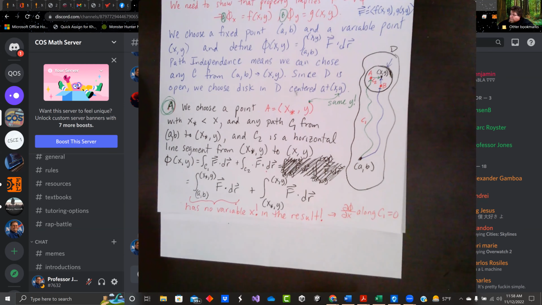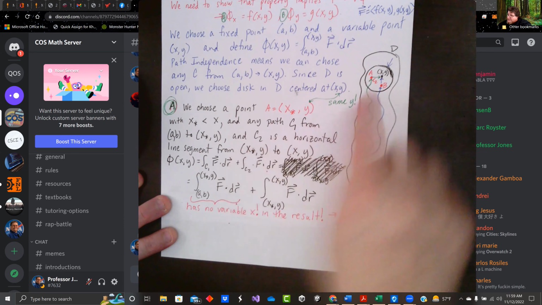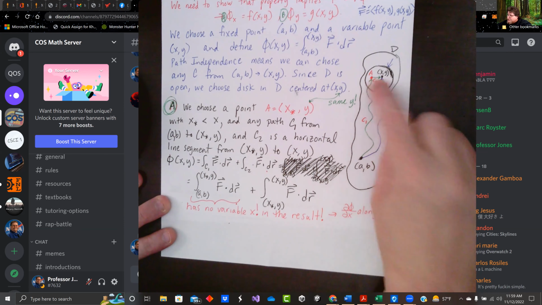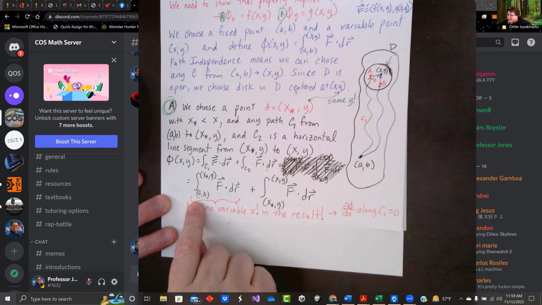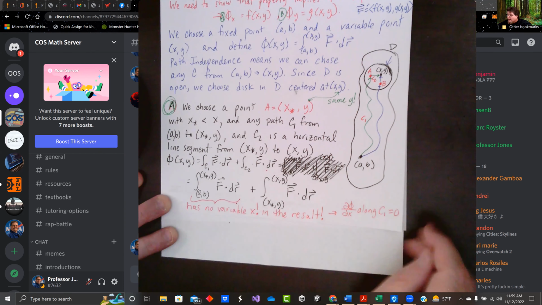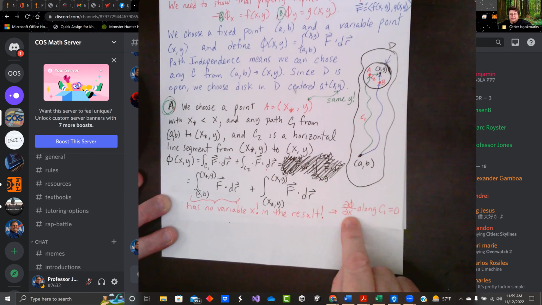So again, A is a fixed value. X star is a fixed value here at point A. So when we integrate it, neither of these are variables. The only variable in these boundary conditions is Y. So this will be some function of Y when we're done, which the partial derivative with respect to X will be zero.